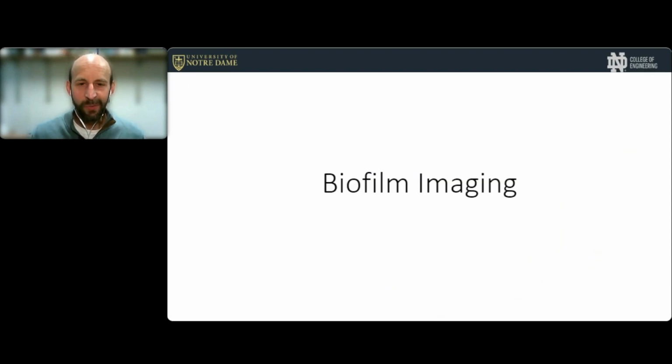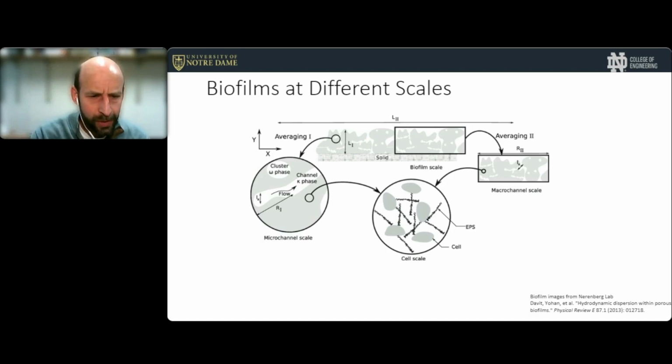All right, so biofilm imaging. We often want to see what we're working with. So we want to see our biofilm, and there are a number of ways to do that. Let me do a quick review. I'm going to do a little bit of drawing here with my mouse, so I apologize if it's not very clear. But here on the top, we have a biofilm growing on a surface. And I'd like to show you how we can view that biofilm at different scales.